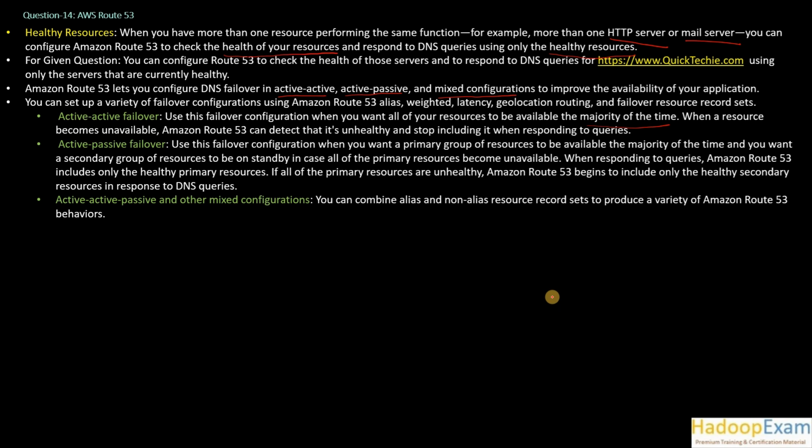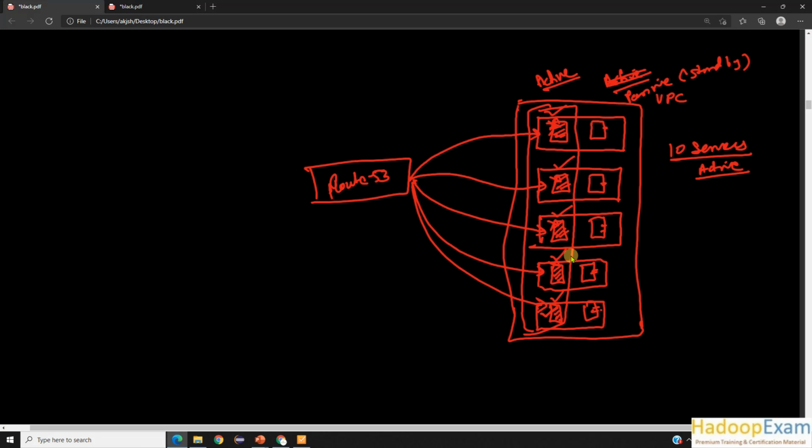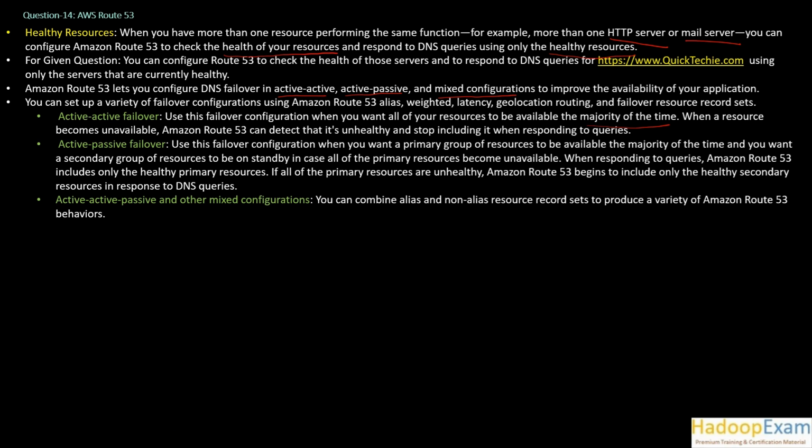When responding to queries, Amazon Route 53 includes only the healthy primary resources. If all the primary resources are unhealthy, suppose all five here are down, then it would start including the passive resources in the DNS query. Otherwise, they remain in standby mode, and the website would never be served from them unless all five active resources are down. So that is active-passive mode.